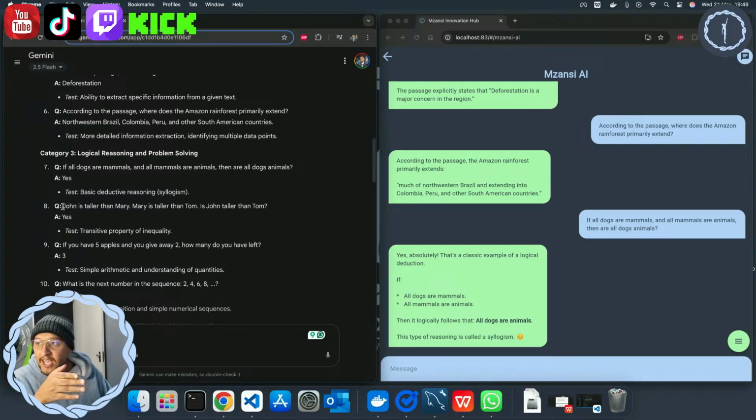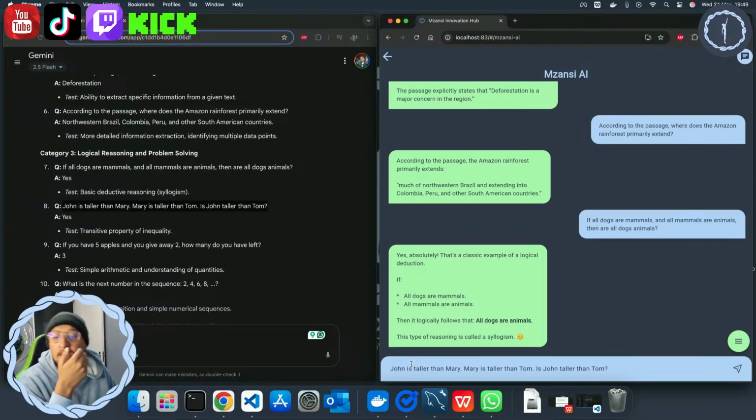So even in the chat, before I ask Mzansi AI, let's see if we know the answer for it, right? So John is taller than Mary. Mary is taller than Tom. Is John taller than Tom? So it should be yes, right?